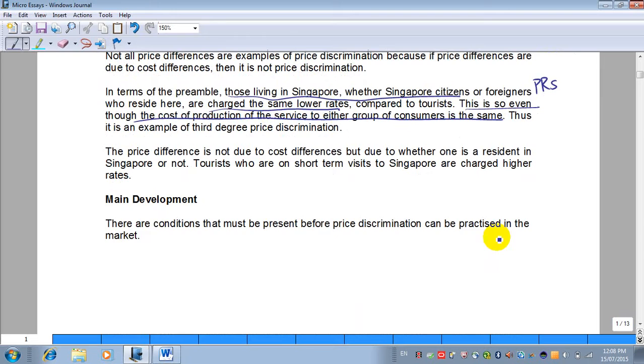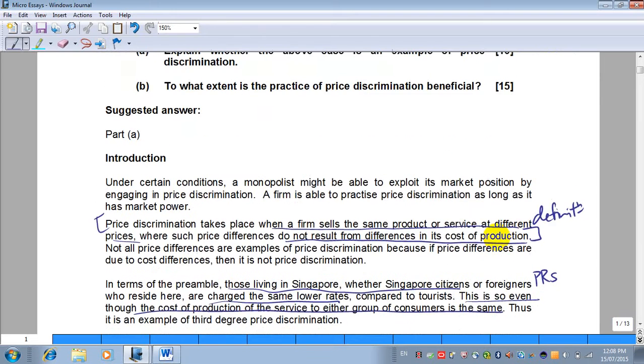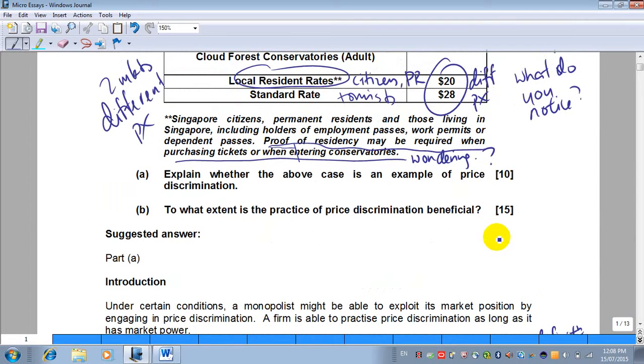Okay, now for the main development, right? So how do I decide whether it is an example of price discrimination? Okay, sorry, I missed out. Go back to the question. We are still thinking aloud.